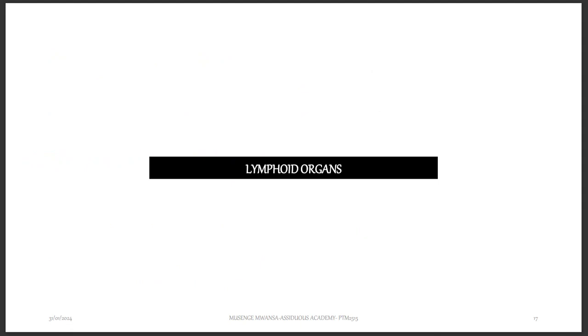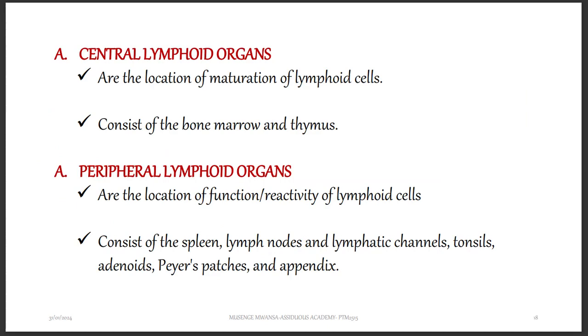Now let's talk about organs. Organs which are involved in fighting infection. Those organs which are involved in fighting infections, we call them lymphoid organs. Among the lymphoid organs, you have the central lymphoid organs and the peripheral lymphoid organs. The central lymphoid organs are also called the primary lymphoid organs.